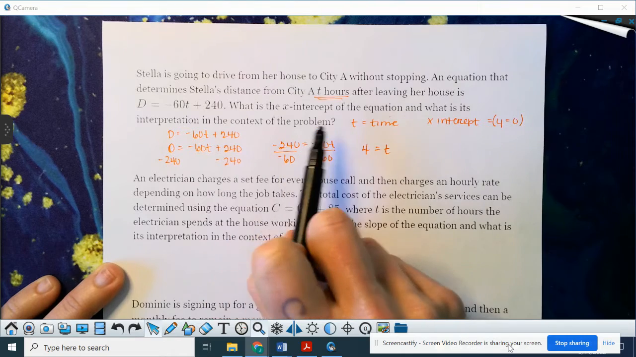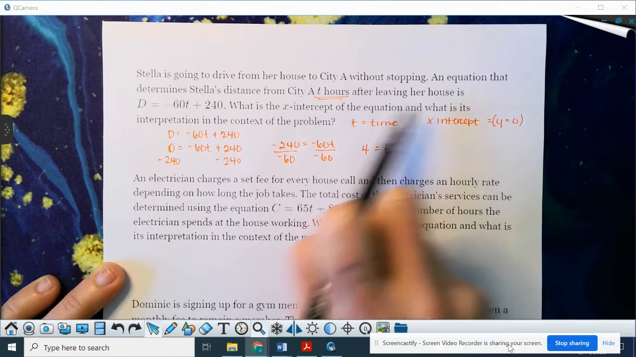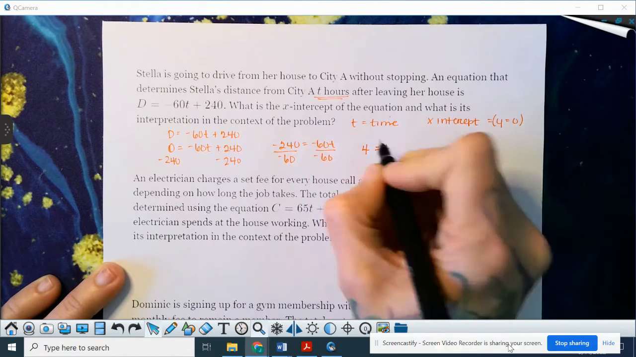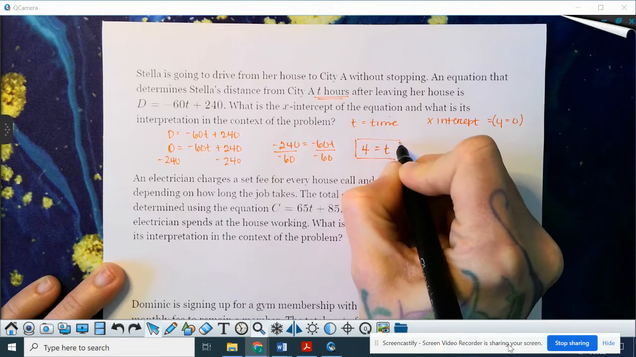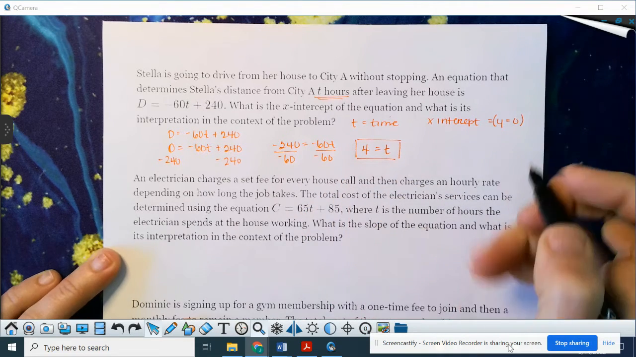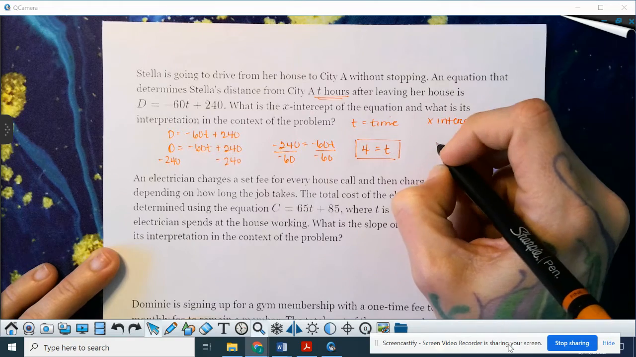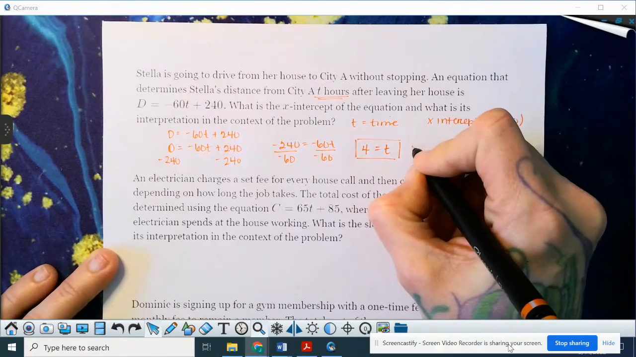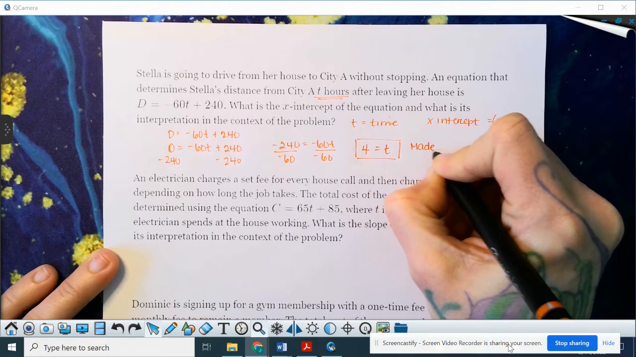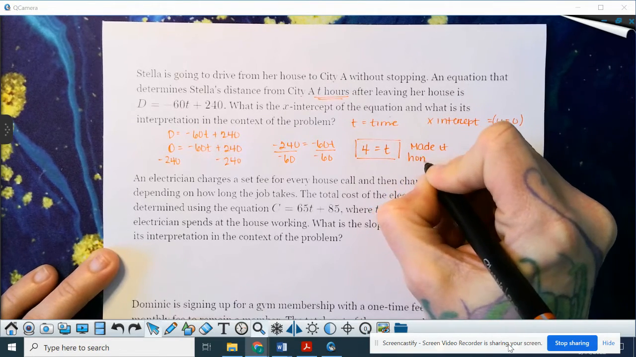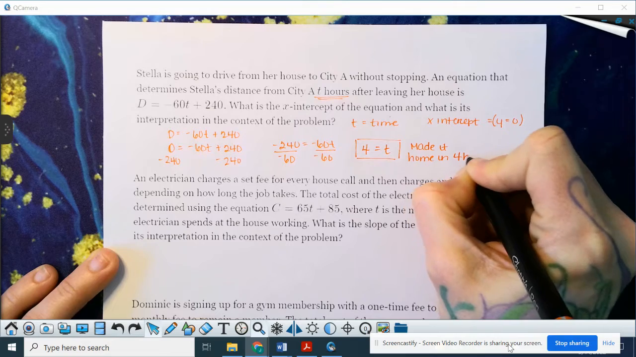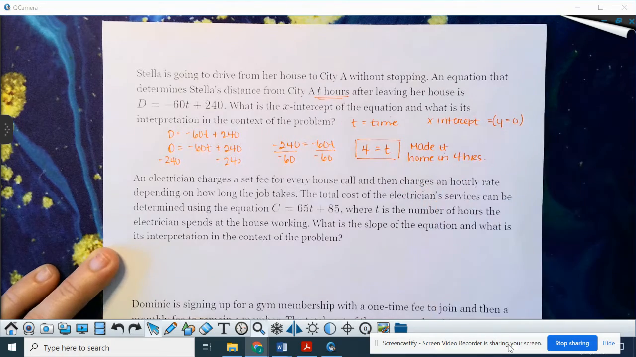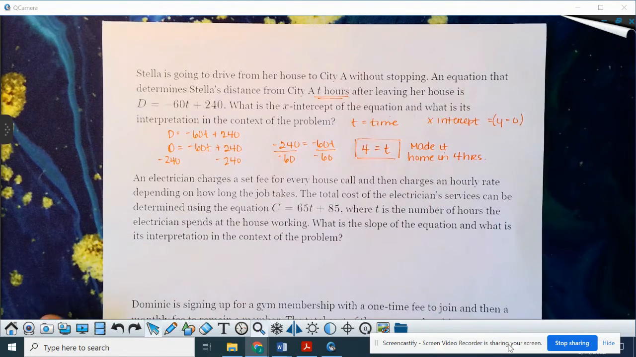So what is the x-intercept of the equation, and what is its interpretation in the context of the problem? So the x-intercept would be 4, again the value of x when y equals 0. And that means Stella's going to drive from city A to her house without stopping. She made it home in 4 hours from city A. All right, so look at our next one.